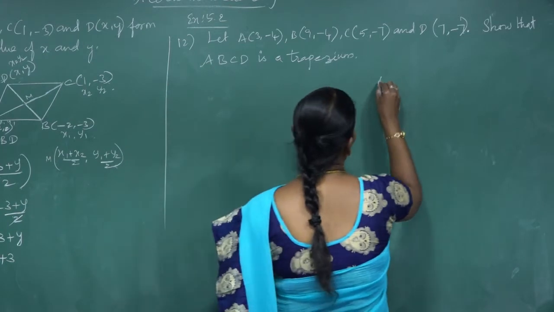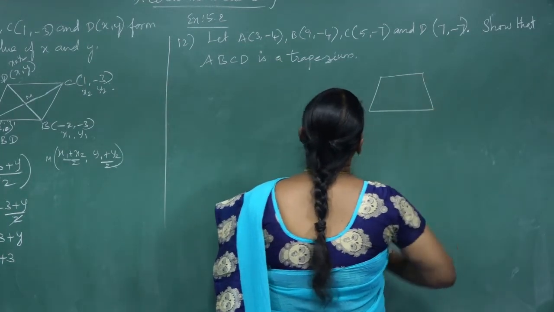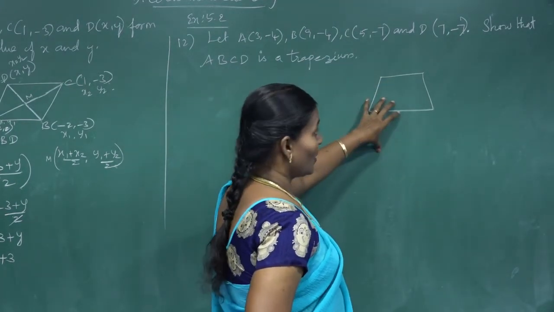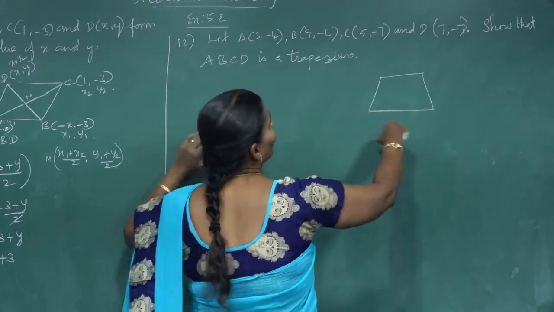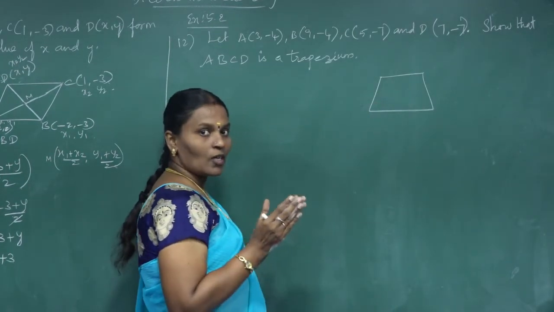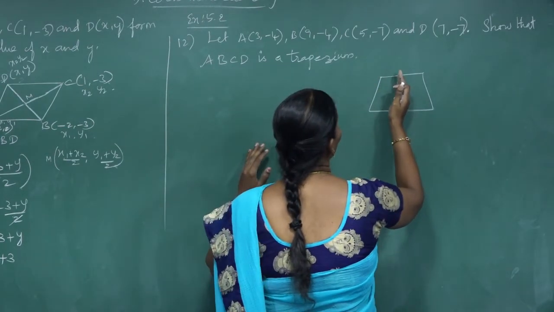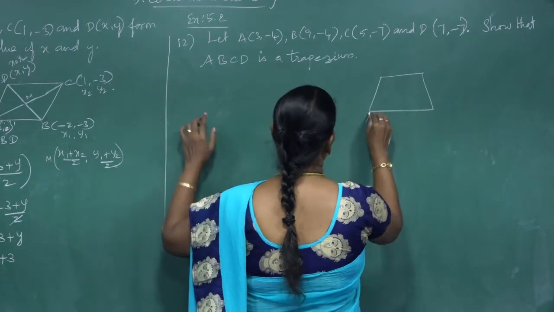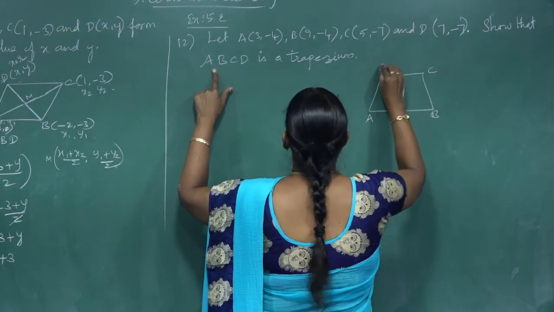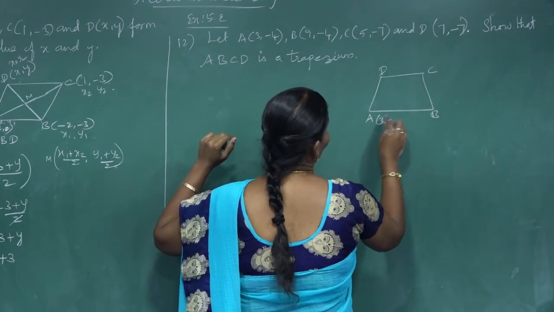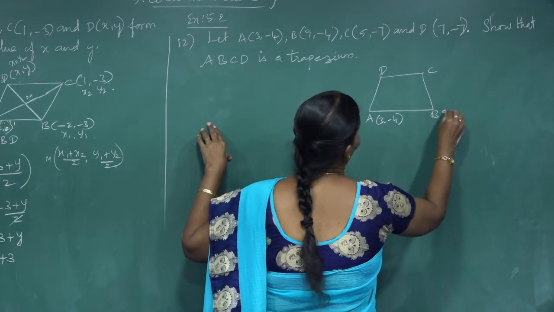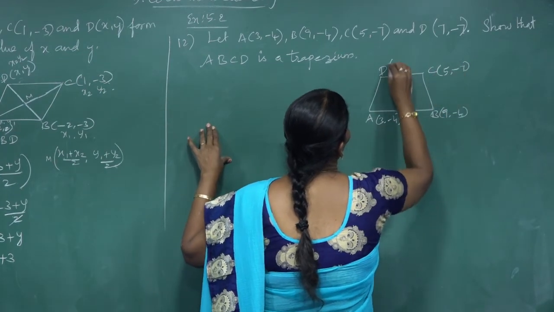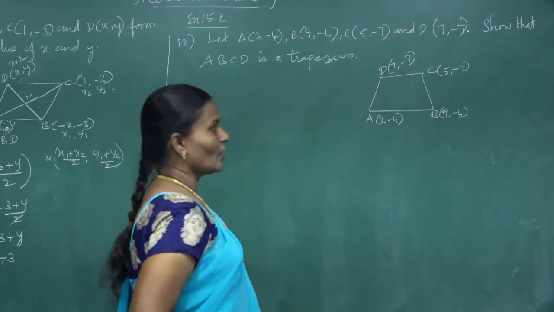So first draw the quadrilateral. Then you have to say that the quadrilateral is a trapezium. A four-sided closed figure we call a quadrilateral. This quadrilateral, you are going to prove, is a trapezium. Now A, B, C, D: A is 3, minus 4. B is 9, minus 4. Then C is 5, minus 7. D is 7, minus 7.